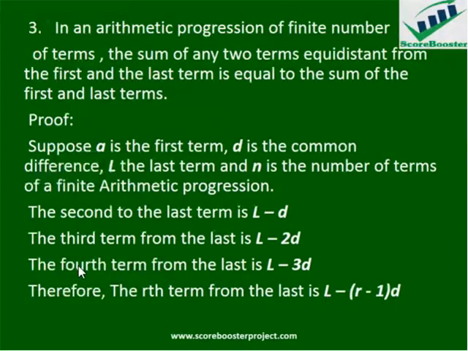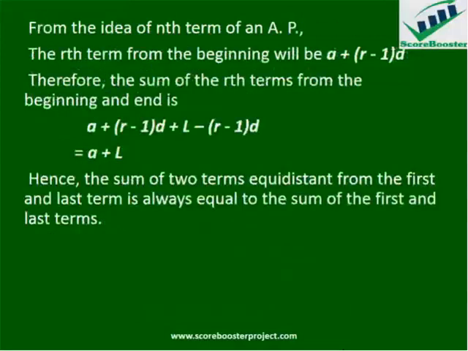That is, when we want to get the fourth term from the last, we subtract 1 from 4. That is why we subtract 3 common differences from the last term. The third term, 3 minus 1, we subtract 2 common differences from the last term. So the rth term is r minus 1 differences from the last term. So now we have gotten the value of the rth term from the last term. Now we have to get the value of the rth term from the first term. From the idea of the nth term of an AP, since we have the nth term to be a plus (n minus 1) into d, the rth term will be a plus (r minus 1) into d.